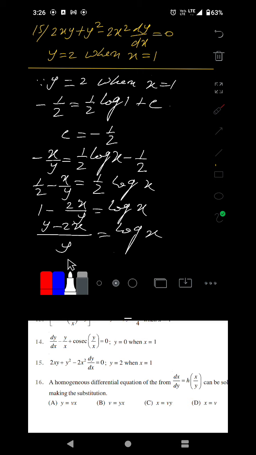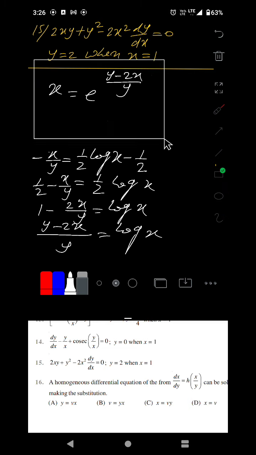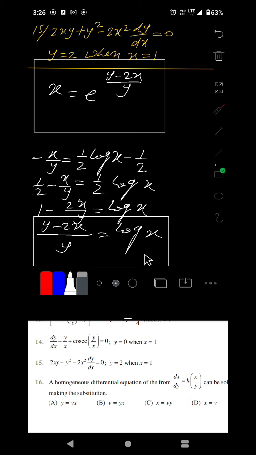We may leave our answer over here, though we may write it in different forms, using the definition of a logarithm. We may write this as x is equal to e raised to the power y minus 2x upon y. So this is our required solution. You may write this as the final solution or this. It will not make any difference.